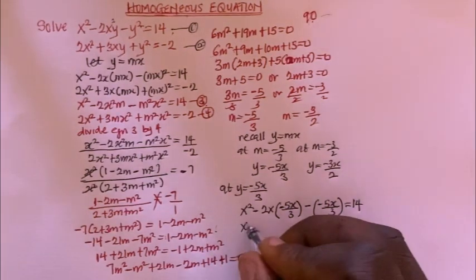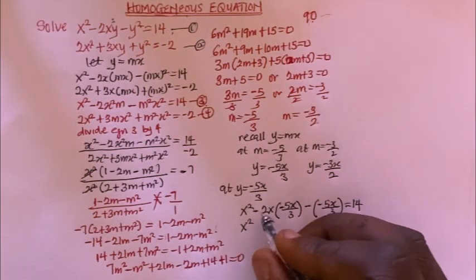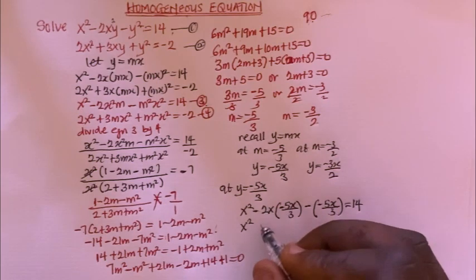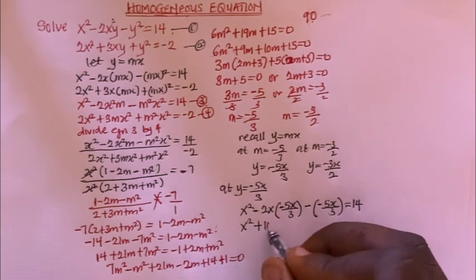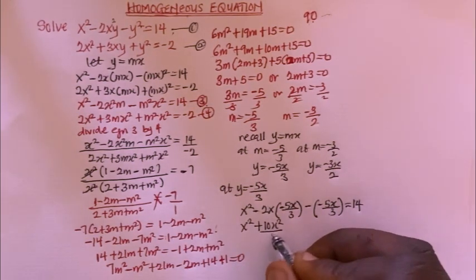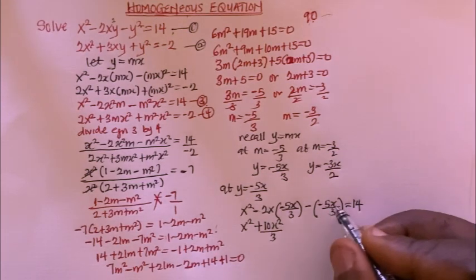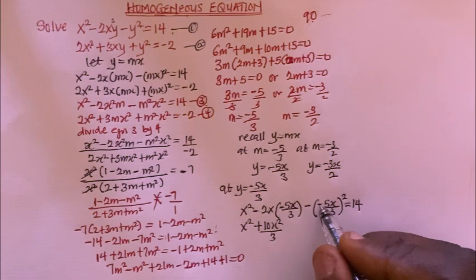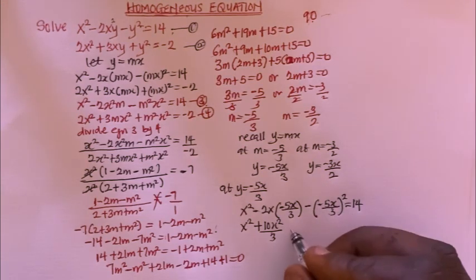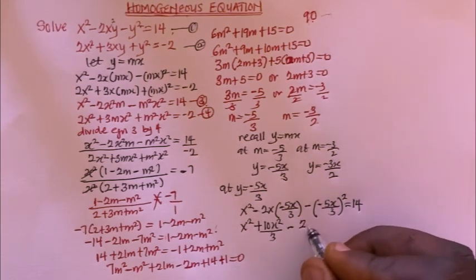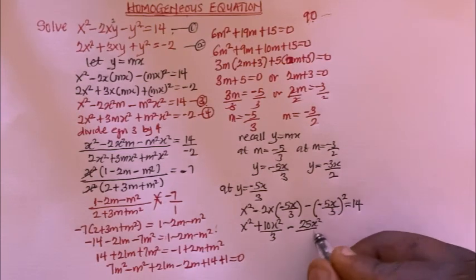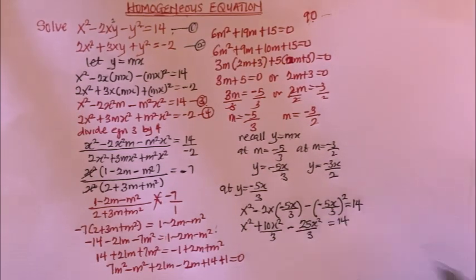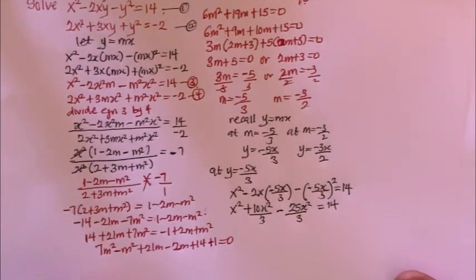Then let's just simplify this. So we are going to have x squared. Then here we are going to have minus 2x multiplied by this, which gives plus 10x squared divided by 3. Then you are going to have this all squared, minus 5x all squared. That should give us minus 25x squared divided by 3 is equal to 14.